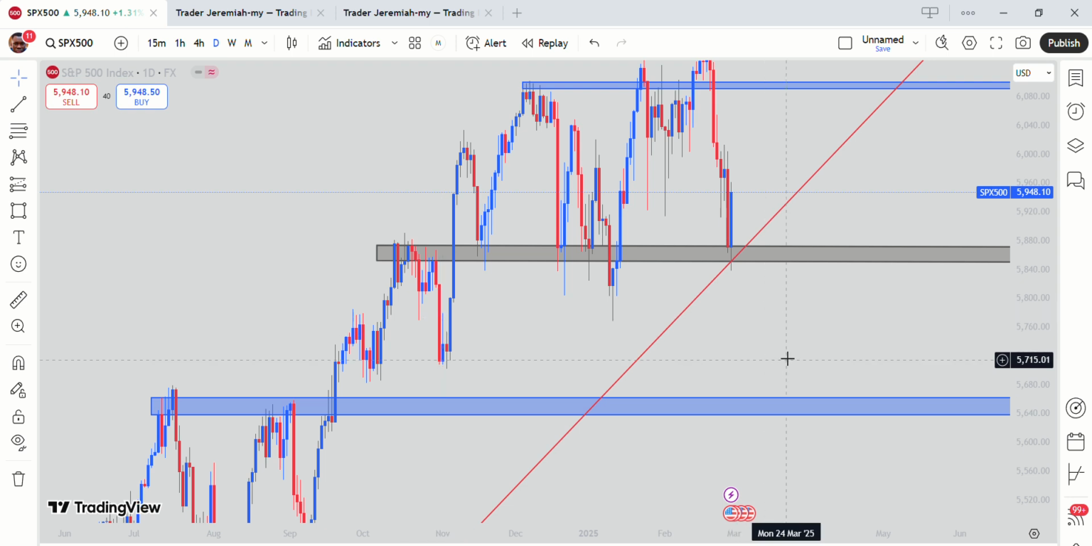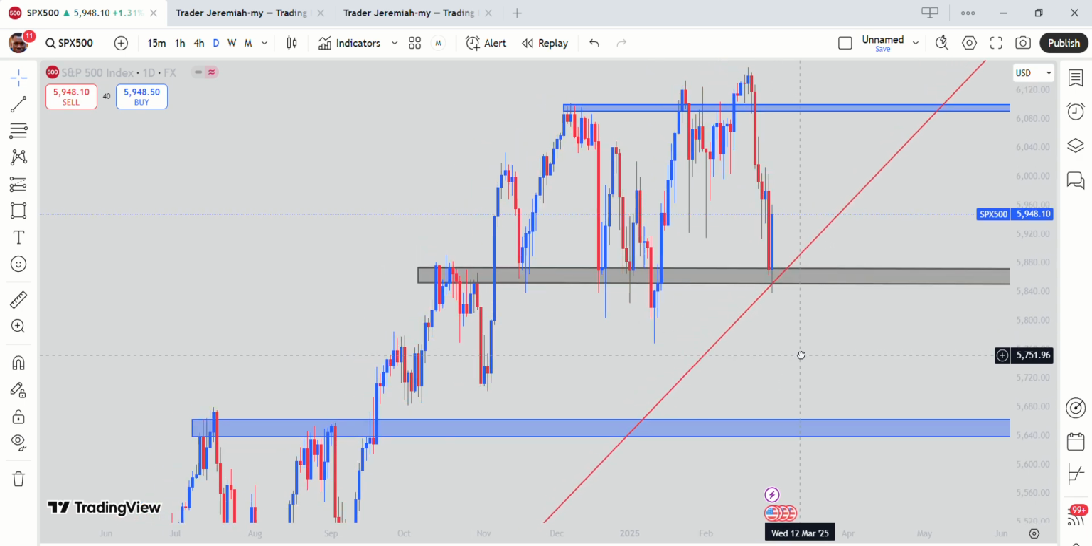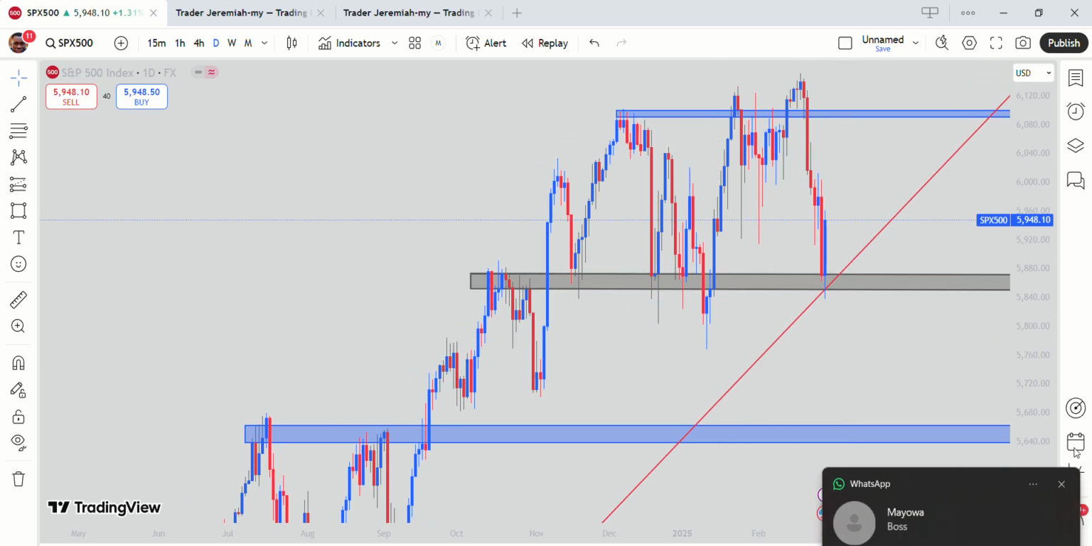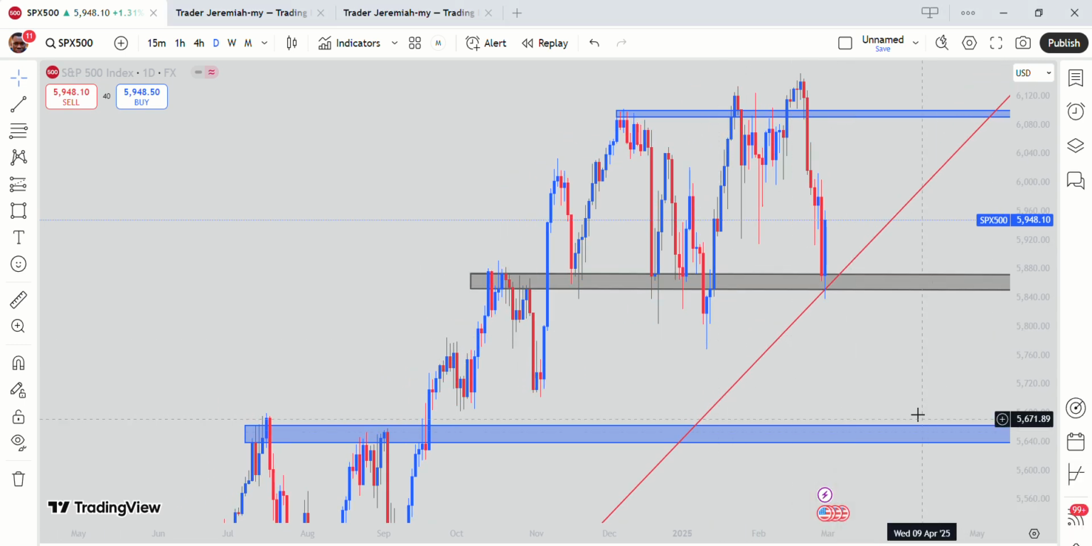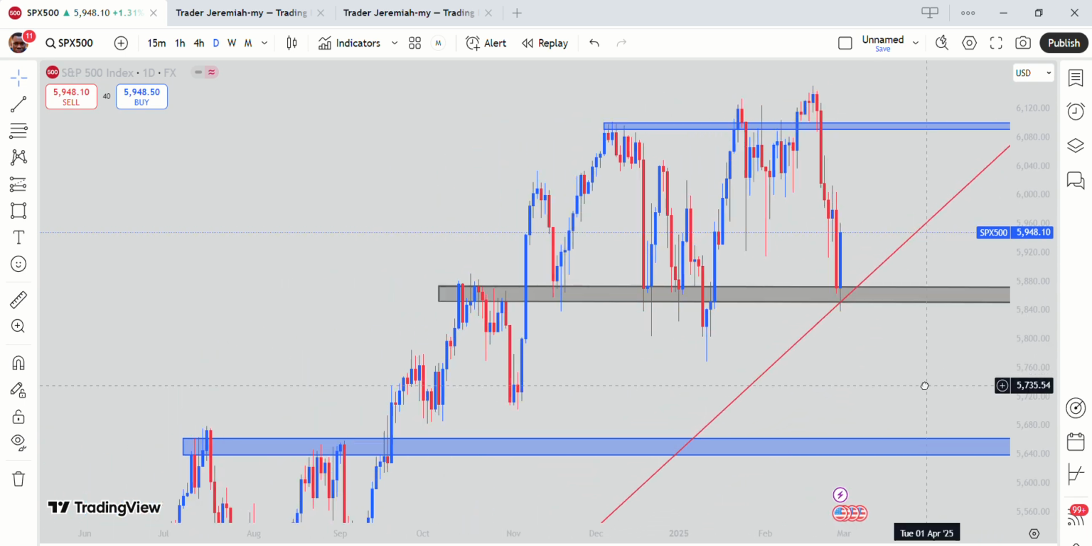So the daily time frame is where we come to see what price is currently doing and where price is, if price is at a support or a resistance level. So the daily time frame is where we come to check how price is moving and what price is currently doing.